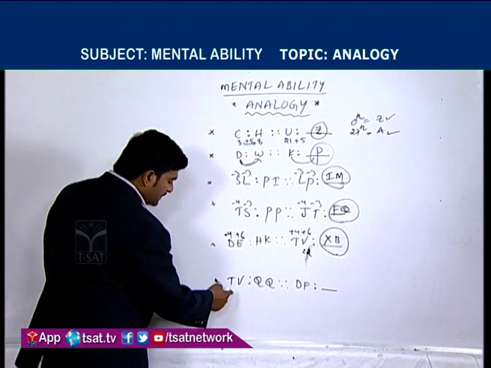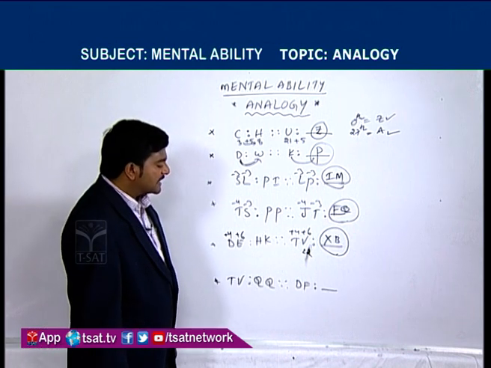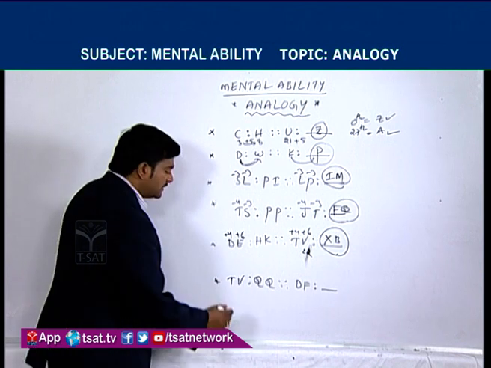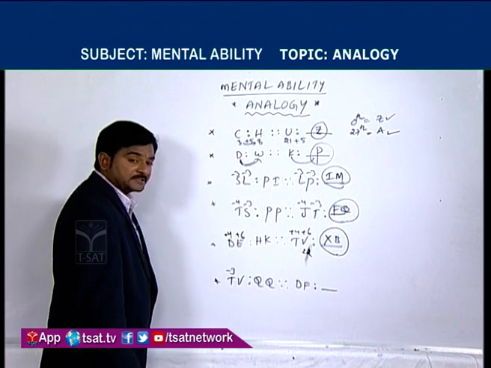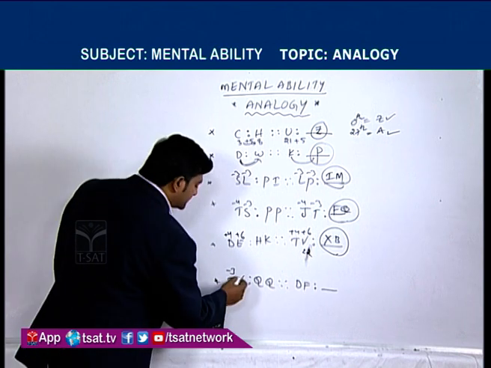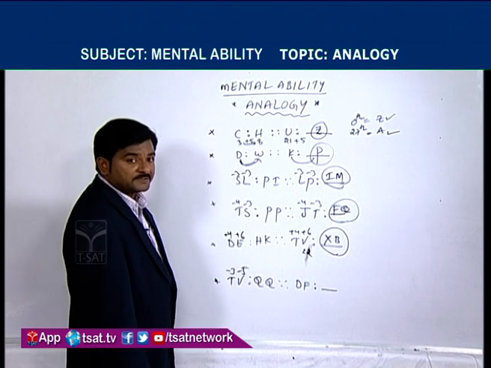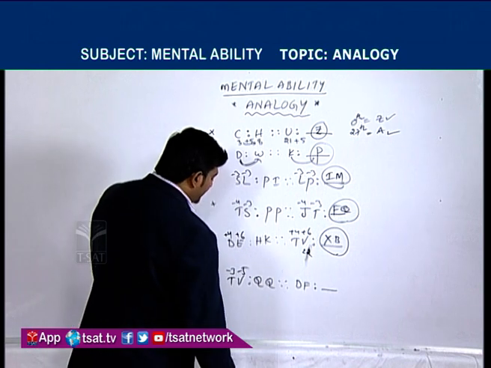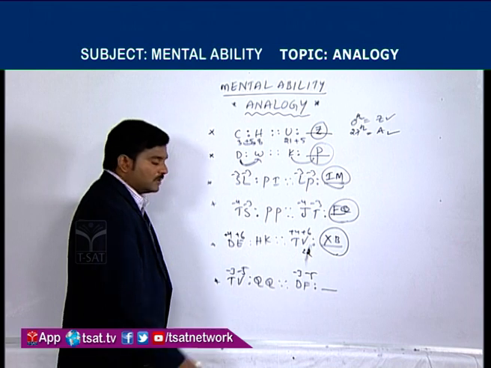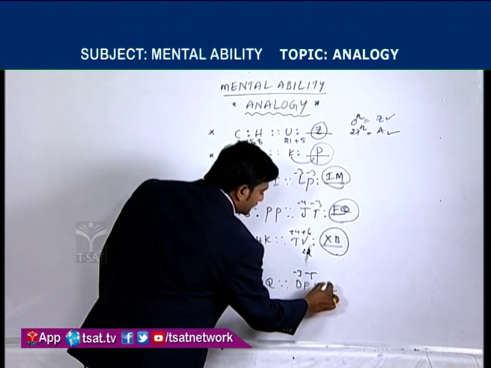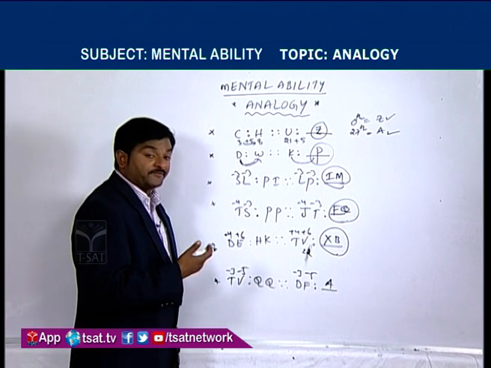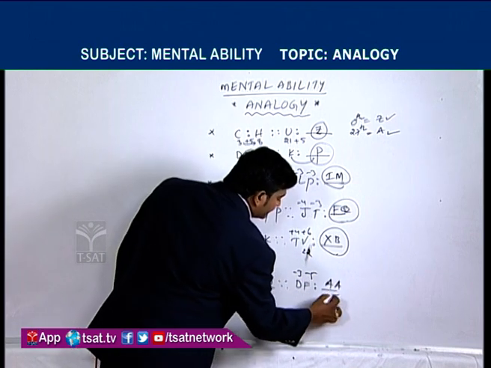See, observe here. TV is to QQ as DF is to dash. T means 20, Q means 17. 20 is written as 17, minus 3. Whereas here V means 22, Q means 17 again. So simply minus 3, minus 5. Now apply the same concept here also. Minus 3, minus 5. D means 4. 4 minus 3 is 1. 1 means A. F means 6. 6 minus 5 means 1. 1 means again A. Okay.